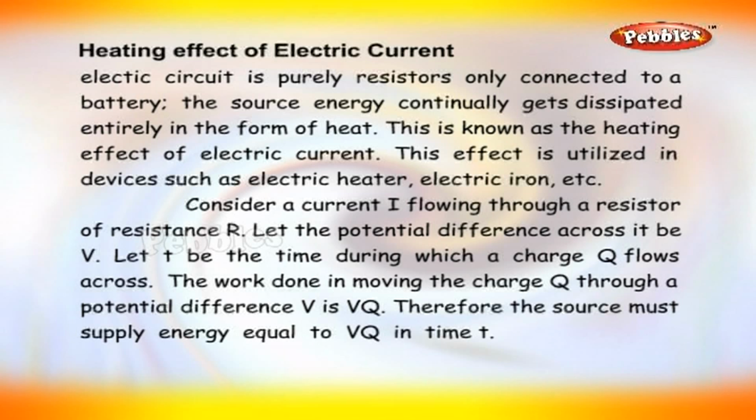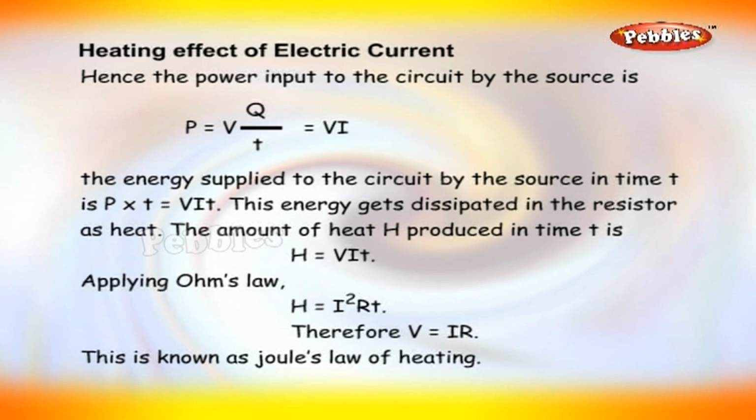Consider a current I through a resistor of resistance R. Let the potential difference across it be V. Let t be the time during which a charge Q flows across. The work done in moving the charge Q through a potential difference V is VQ. Therefore, the source must supply energy equal to VQ in time t. Hence, the power input to the circuit by the source is P = VQ/t, which is equal to VI. The energy supplied to the circuit by the source in time t is P times t, which is equal to VIt.